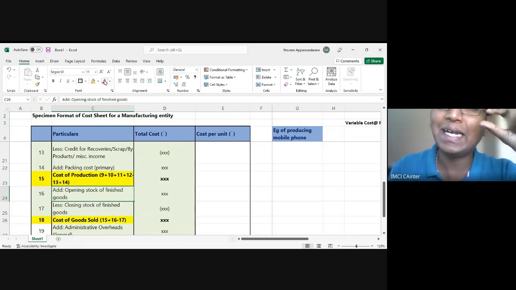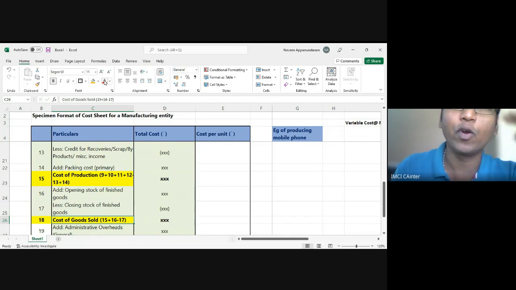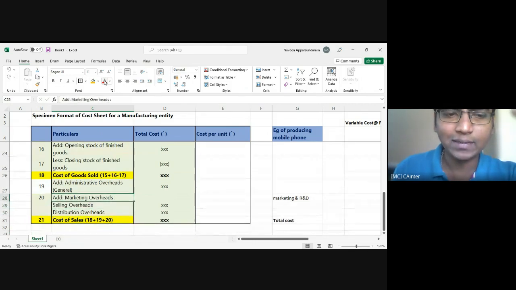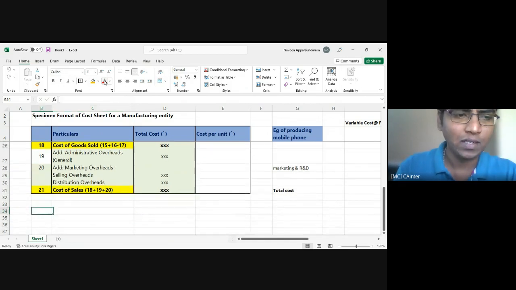See, only the net effect of material which has been utilized. So we do opening and closing net off for that. Opening to be added, closing to be reduced. So we are netting off that and we are arriving at the total cost of goods sold. So we are arriving at this point of cost of goods sold. And then marketing overheads, research and development, selling and distribution overheads. So we'll be doing some cost and we'll be arriving at a cost of sales. This is the entire cost of a company which we are arriving, cost of sales.